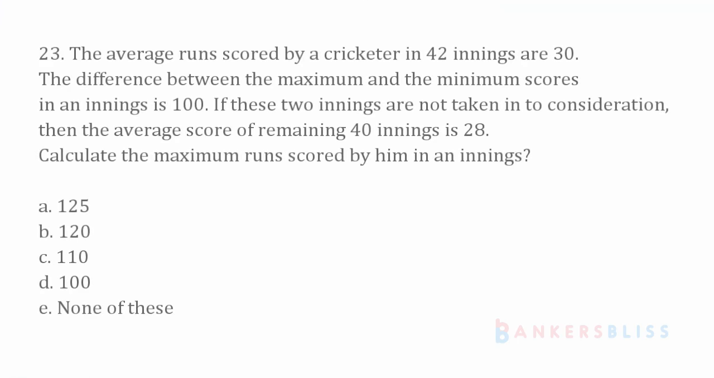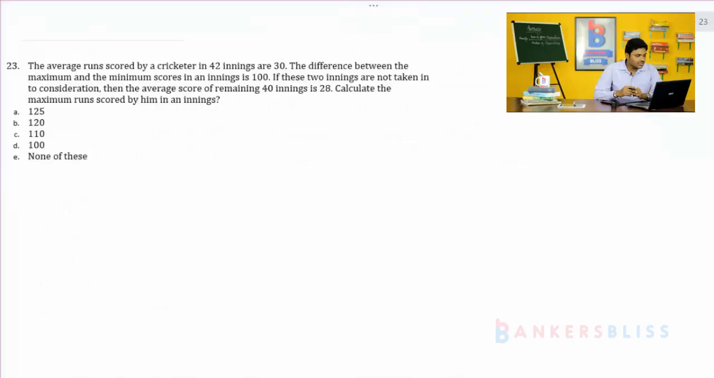The average runs scored by a cricketer in 42 innings is 30. The difference between the maximum and the minimum scores in an innings is 100. If these two innings are not taken into consideration, then the average score of the remaining 40 innings is 28. Calculate the maximum runs scored by him in an innings. Don't go for a formula, come through concept. See here, the difference between the maximum and the minimum innings is 100, they have given.